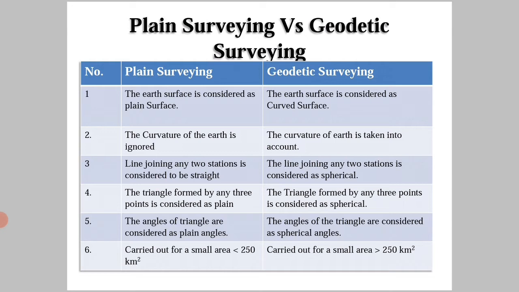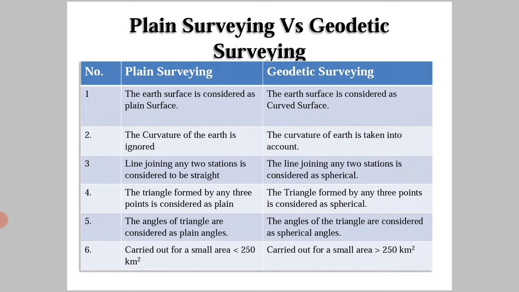See these points. First point, in plane surveying, the Earth's surface is considered as a plane surface, right? And second, curvature of Earth is ignored. Then third, the line joining any two stations is considered to be straight. Then fourth, the triangle formed by any 3 points is considered as plane. Then fifth, the angles of triangles are considered as plane angles. And sixth, it is carried out for a small area less than 250 km square.